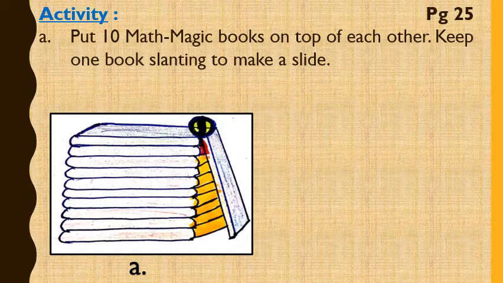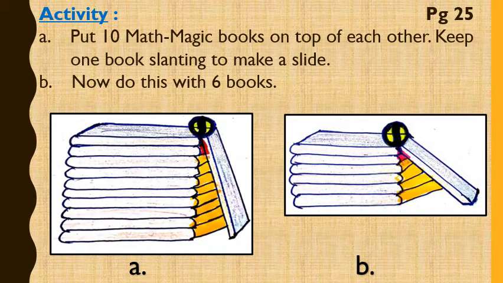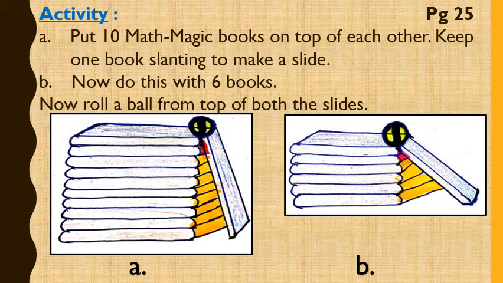Next, let us consider an activity on same page, that is page 25. A. Put 10 math magic books on top of each other. Keep one book slanting to make a slide as shown in figure A. B. Now do this with 6 books as shown in figure B. Now roll a ball from top of both the slides. Pink color in both the figures shows the angles.